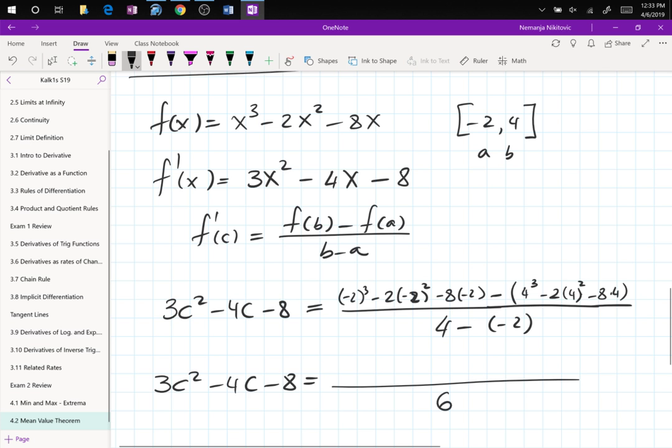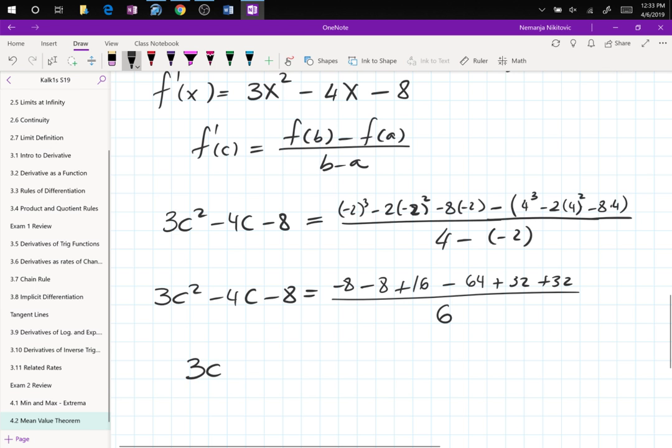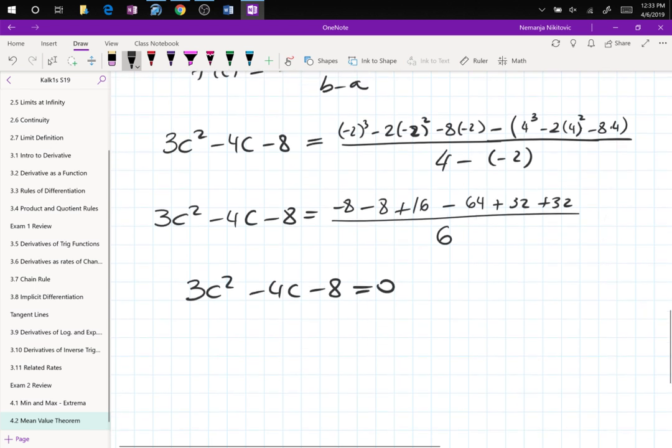That's easy. All right, what do we have up there? You have negative 8, and then you have minus 8, and plus 16, and minus 4 cubed, 64. And then this is minus 16, plus 32, and then minus 32, and they all cancel to 0. So 3c squared minus 4c minus 8 equals 0. Great.